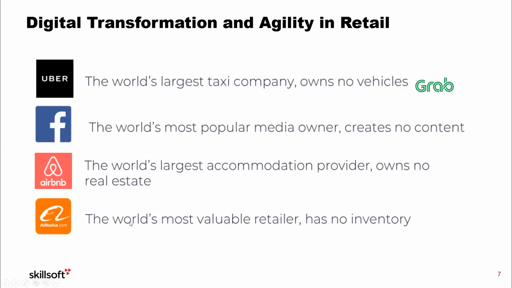And finally, Alibaba, who I'm sure you all know, they are the world's most valuable retailer, but all they are is a marketplace for vendors to reach customers directly, not in the context of an eBay, which is individual to individual for the most part, but this is organizations connecting with customers. But as a company, they have no inventory. So again, they've completely transformed the retail space in a very, very short period of time.